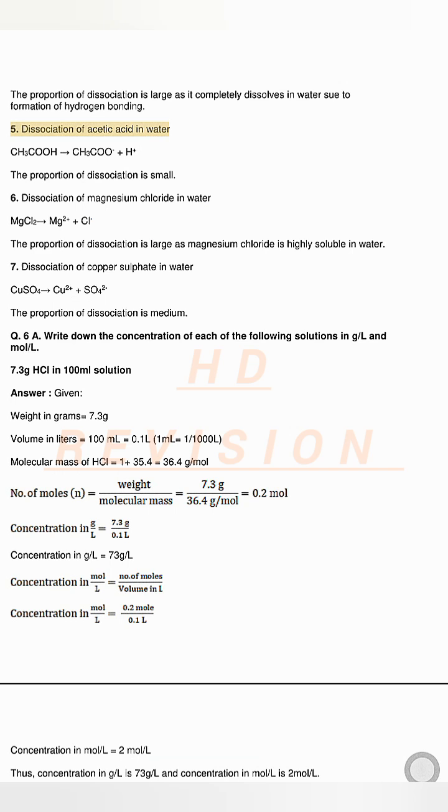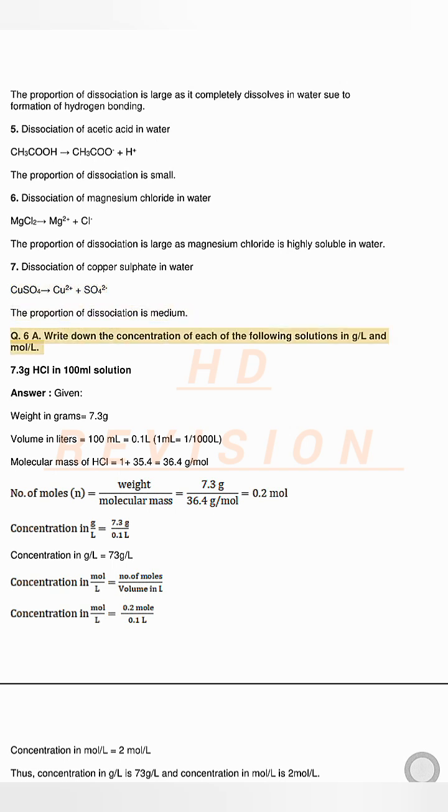5. Dissociation of acetic acid in water. CH3COOH → CH3COO- + H+. The proportion of dissociation is small. 6. Dissociation of magnesium chloride in water. MgCl2 → Mg2+ + 2Cl-. The proportion of dissociation is large as magnesium chloride is highly soluble in water. 7. Dissociation of copper sulfate in water. CuSO4 → Cu2+ + SO4 2-. The proportion of dissociation is medium.